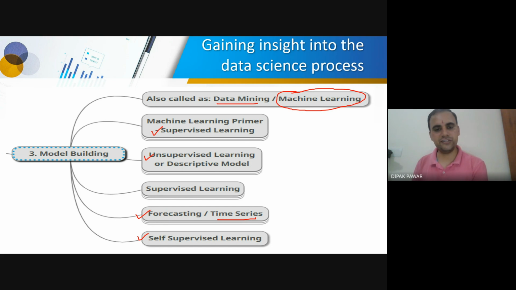Now what is the difference between supervised learning and unsupervised learning? Does anyone have any idea? What are supervised and unsupervised? I think by the name we should be clear about this idea.